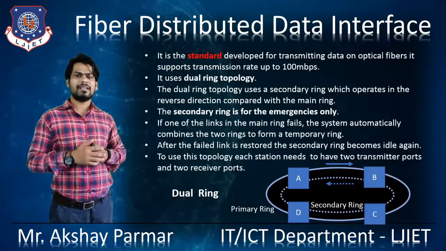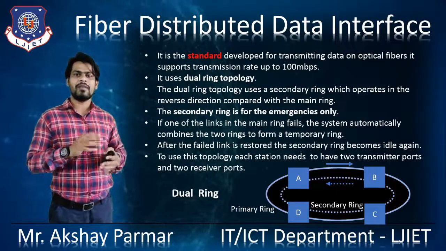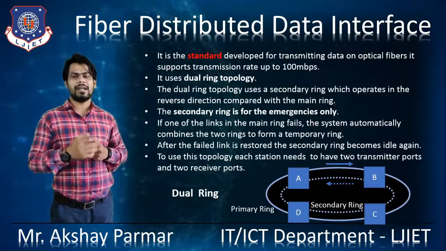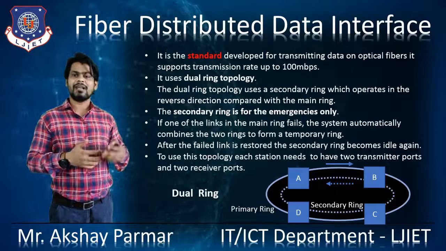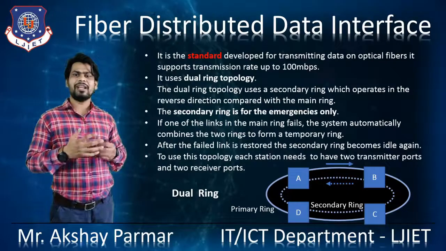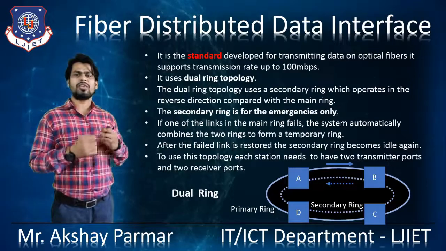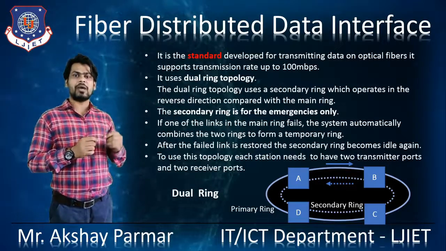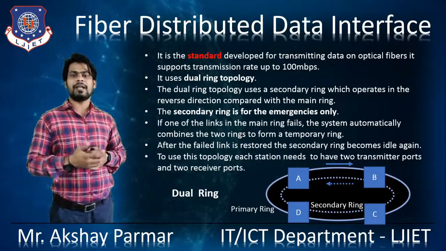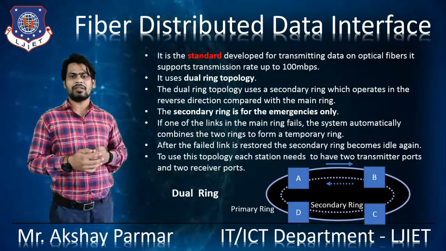If one of the links in the main ring fails, the system automatically combines the two rings to form a temporary ring. After the failed link is restored, the secondary ring becomes idle again. To use this topology, each station needs two transmitter ports and two receiver ports. One is connected with the main ring and the other with the secondary ring, as you can observe in the figure.